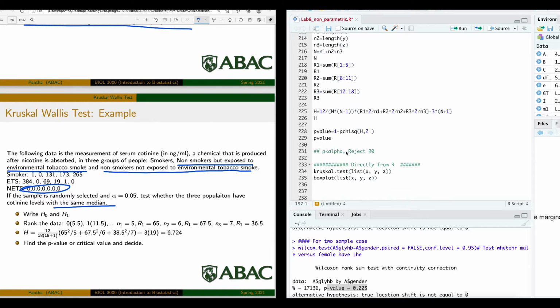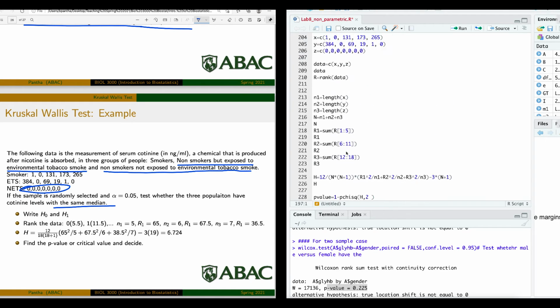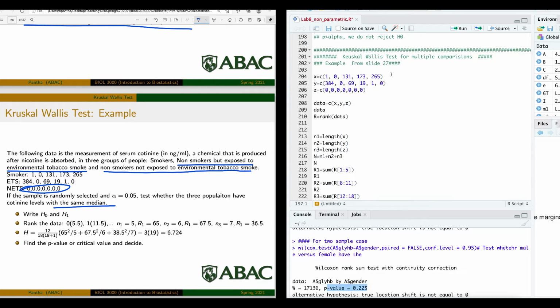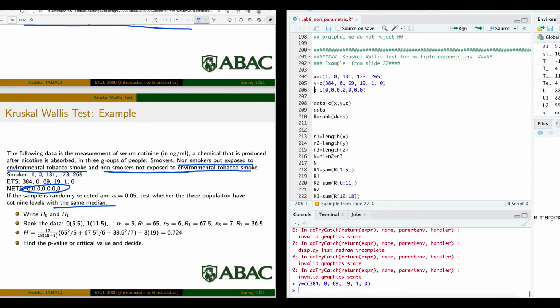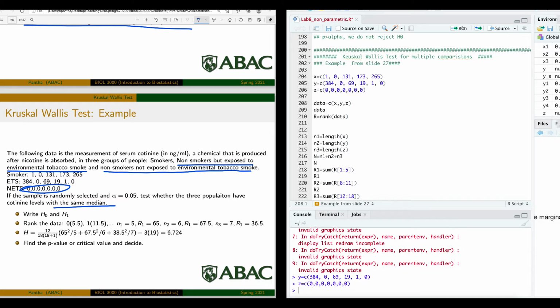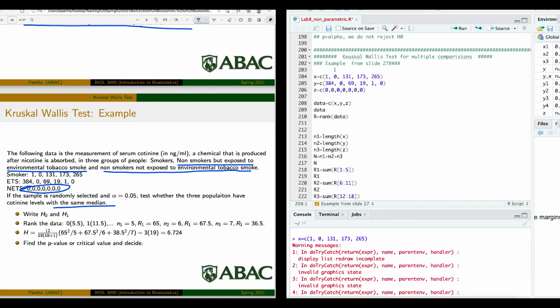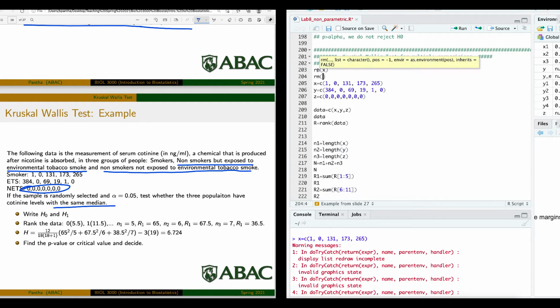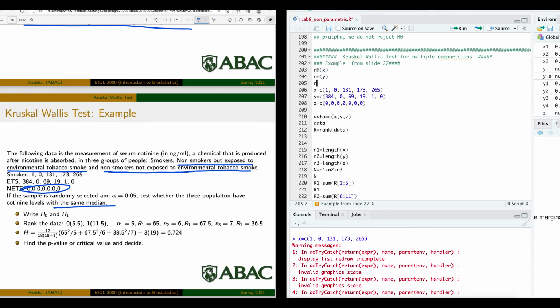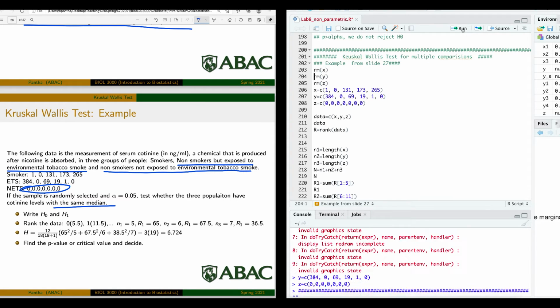So I have done all these steps in R. See, I copied that X, Y, and Z. Oh, by the way, I think I need to remove these, because it looks like it is remembering the things from the previous one. So let me do remove X, remove Y, and remove Z. Okay, so let us do that.